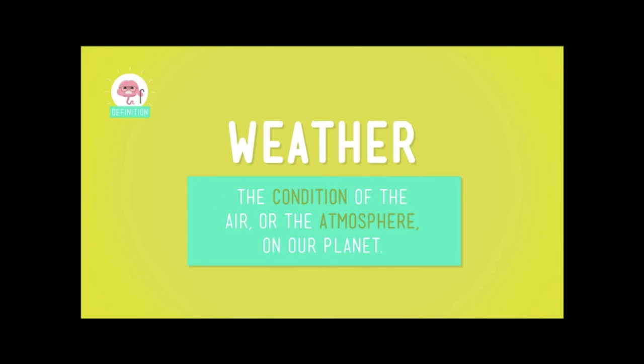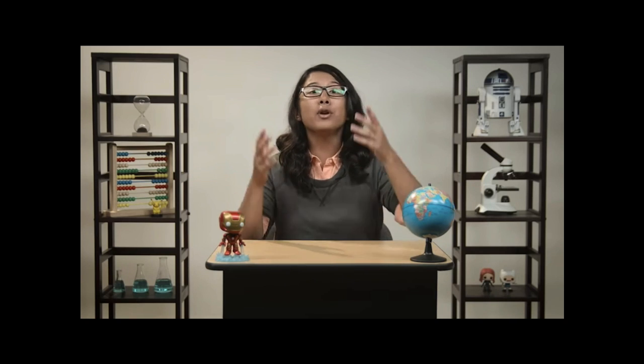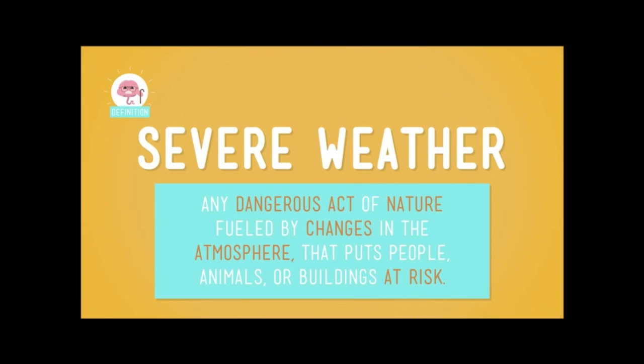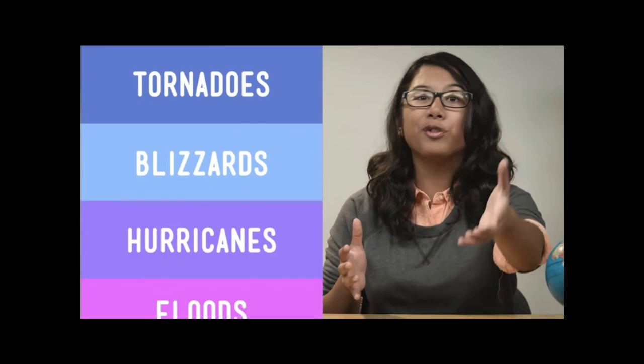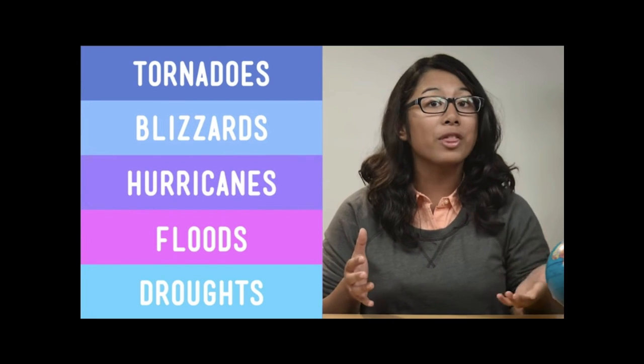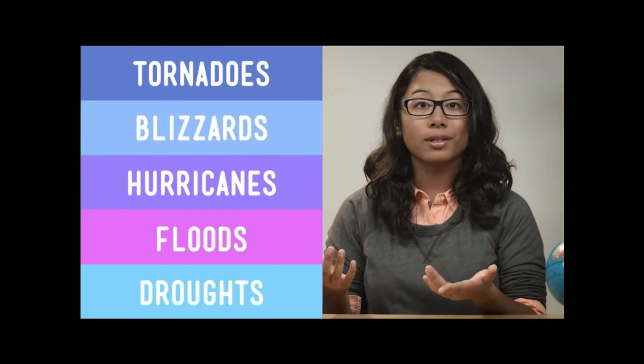We know that weather is a condition of the air or atmosphere on our planet. Severe weather is the same thing, only more extreme. Extreme! But what does that mean? How do you know when weather is severe or extreme and when it isn't? Well, severe weather is any dangerous act of nature that puts people, animals, or buildings at risk. Some light rain probably wouldn't count as severe weather, but a thunderstorm with heavy rain and lightning would. Tornadoes, blizzards, hurricanes, floods, and droughts are other forms of severe weather that can be dangerous to humans. But the more you know about these weather events, the less scary they seem.